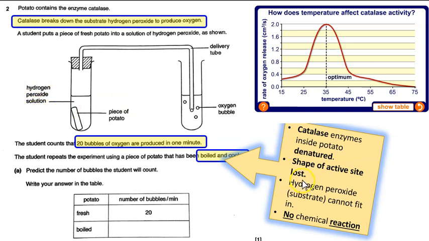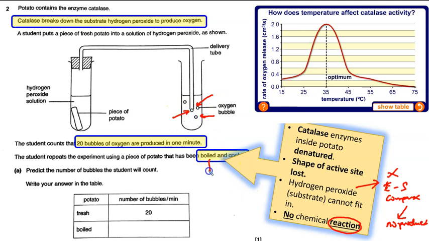And in order for you to form a product, you must have an ES complex. So you may want to write this down. If hydrogen peroxide cannot fit, that means no enzyme substrate complex. And no enzyme substrate complex means no product. So we say no chemical reaction. And over here, how do you know that there is a chemical reaction?